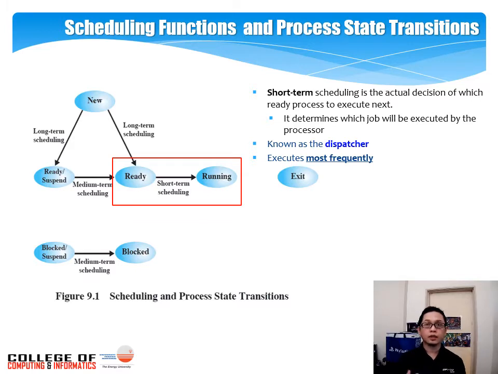So this one executes most frequently because usually we have so many processes waiting inside the memory to be executed. And the short-term scheduling is our focus of this chapter.